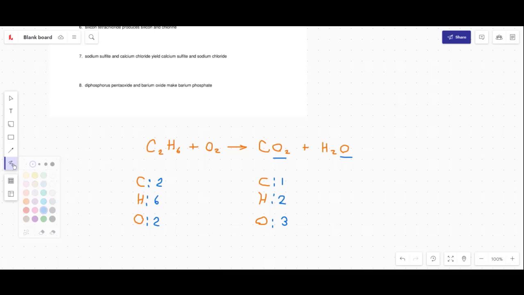Okay, so here's the deal. At this point, I want to balance whatever's easiest to balance first. And you'll notice, if you look at carbon, carbon's present in only 2 places, right? It's present in the CO2, and it's present in the C2H6. You'll also notice that hydrogen is present in 2 places.